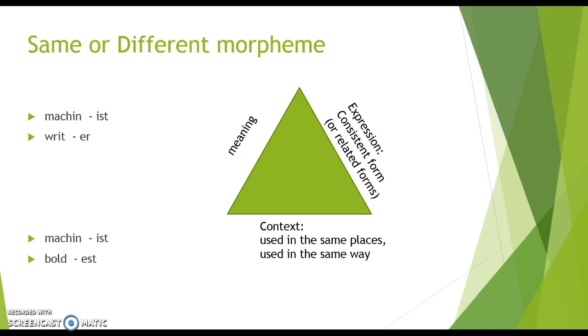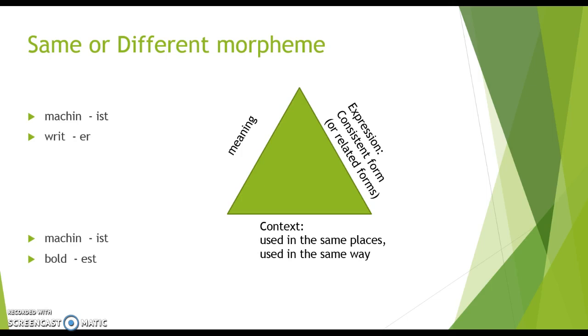Would we say that, and there's the similar context, right? It's right there at the end as a suffix, but is it that similar? Write is a verb, machine is a noun, so maybe not. And if we look at the form, would we say that these forms are similar? No. So the -ist and -er in English would be considered different morphemes, because although they both have a similar meaning of "one who," they're not really used in the same context, and they're really not the same form. They're not the same morpheme.